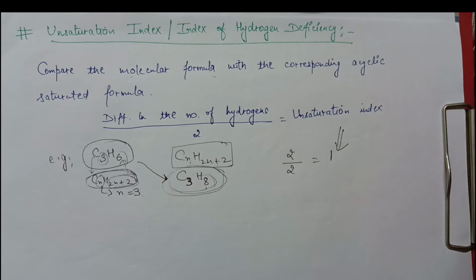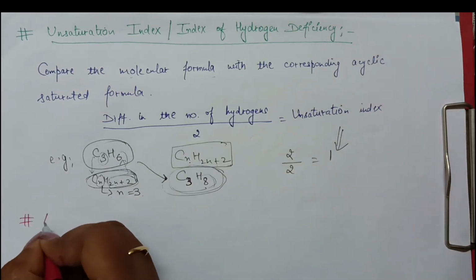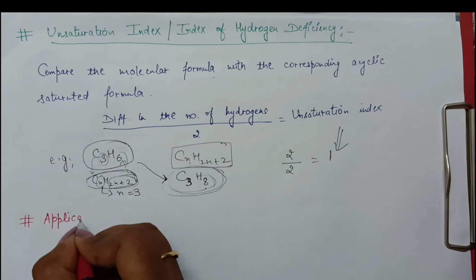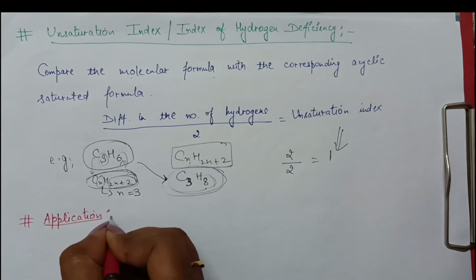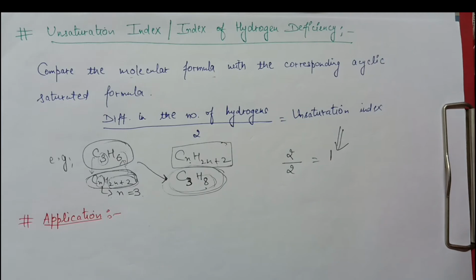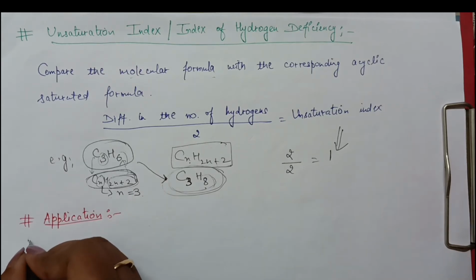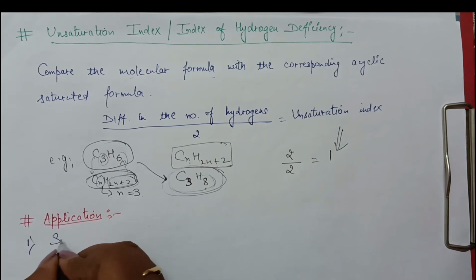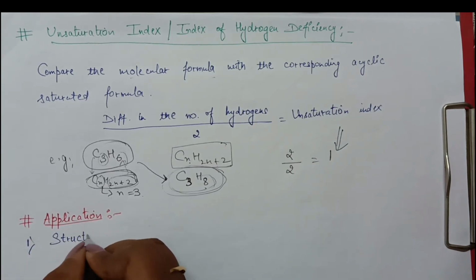So in the previous video we were discussing the unsaturation index, or what we call the index of hydrogen deficiency. So today we are starting with why we need to study this unsaturation index, or you can say we are going to study the application part of it. If we talk about index of hydrogen deficiency, then it can be very useful to determine structural problems. So the first application will be structural determination. It is very helpful in structural determination of any unknown molecule.